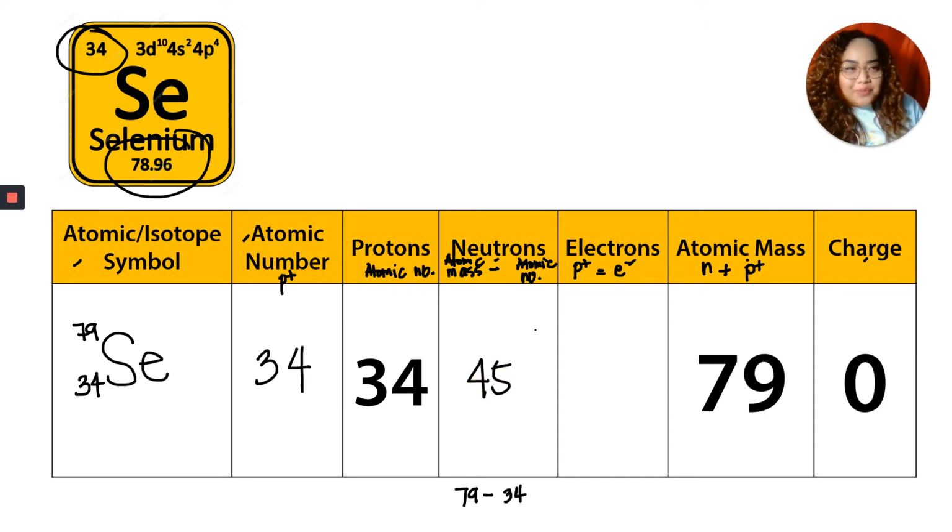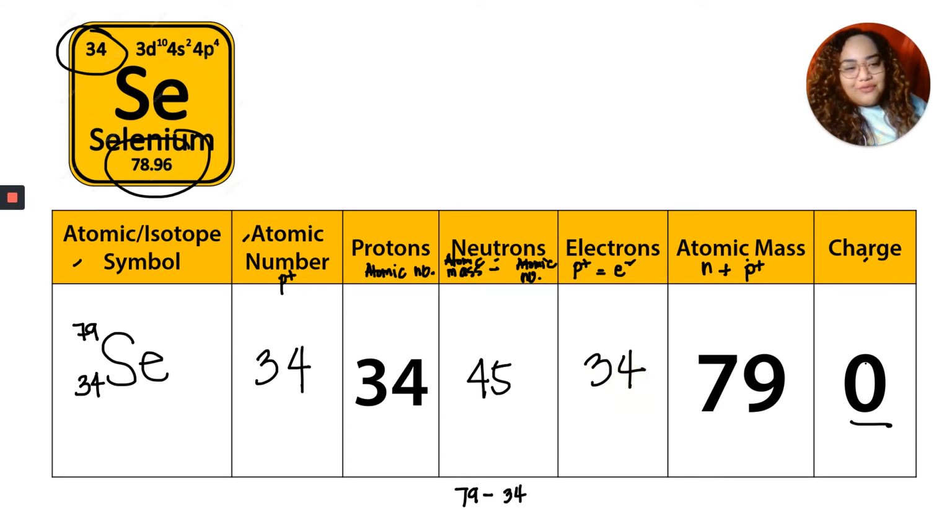Now, how about the number of electrons? For the number of electrons, you have to look at the charge. Okay, so if the charge is 0, that means the number of electrons is basically the same as the number of protons. So they are balanced. Therefore, if there are 34 protons, it just follows that there are also 34 electrons. Ain't that easy?